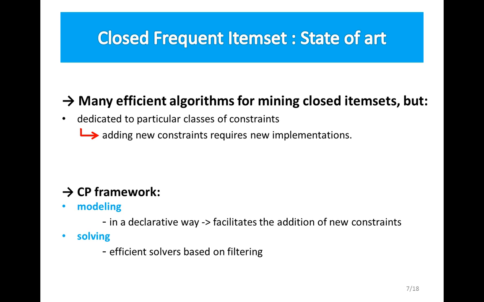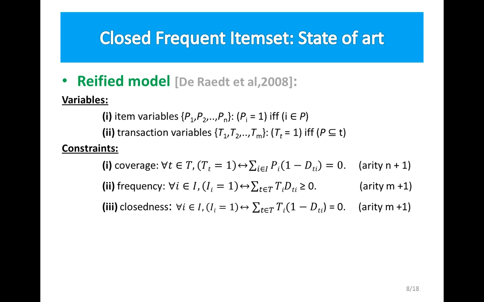Several algorithms were proposed for mining closed item sets, but the drawback is that they are dedicated to a particular class of constraints, so adding new constraints requires a new implementation. The solution to overcome this limitation is to use the CP framework, where we have a declarative modeling and an efficient solving based on filtering. Here I present the state of the art of CP methods for item set mining.